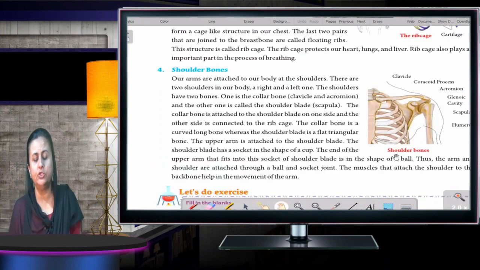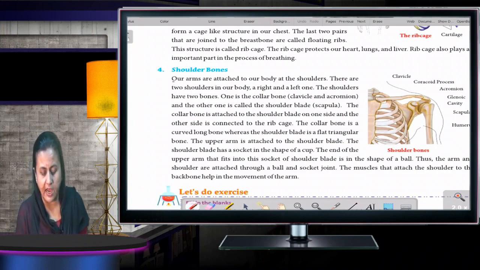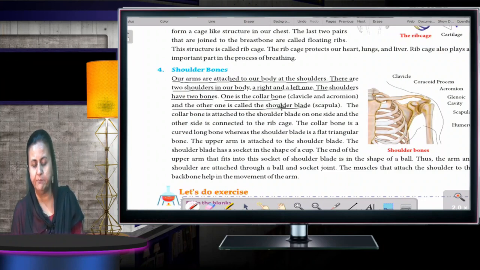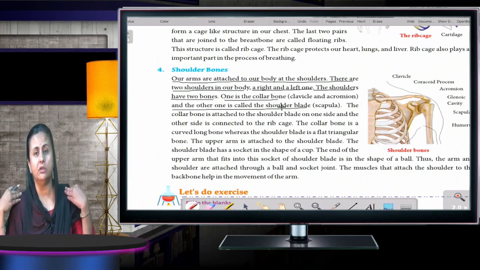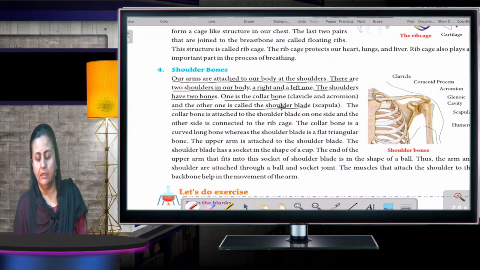Now the fourth one is shoulder bones. Okay. Now to start with shoulder bones, our arms are attached to the body at the shoulders. There are two shoulders in a body, a right and a left one. The shoulders have two bones. One is the collarbone and the other is called the shoulder blade. These are your shoulders, how they are attached to the entire body with the help of shoulder bones.